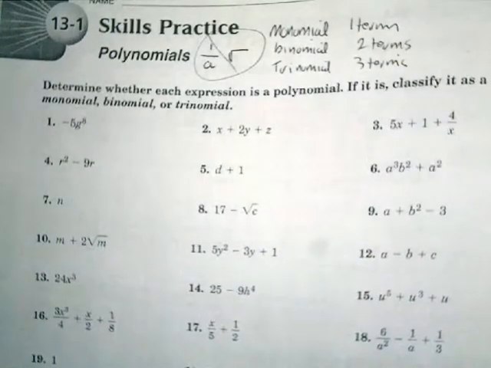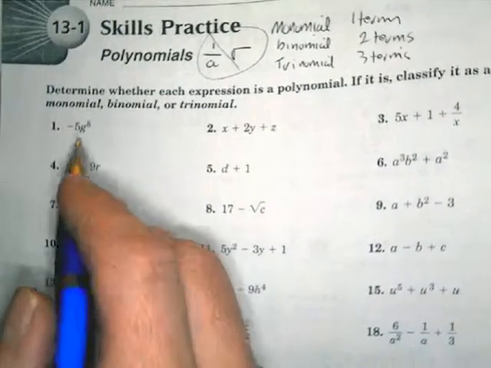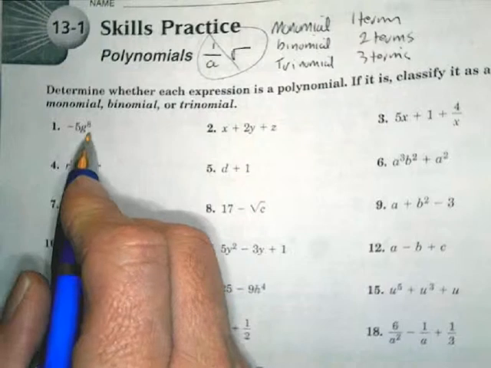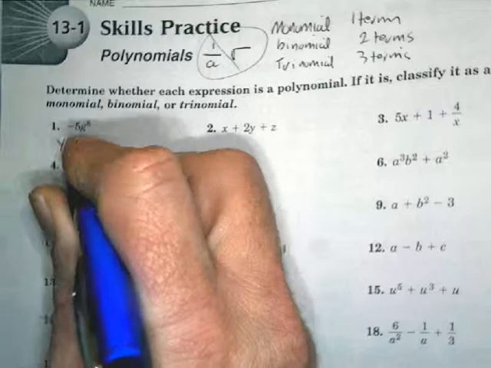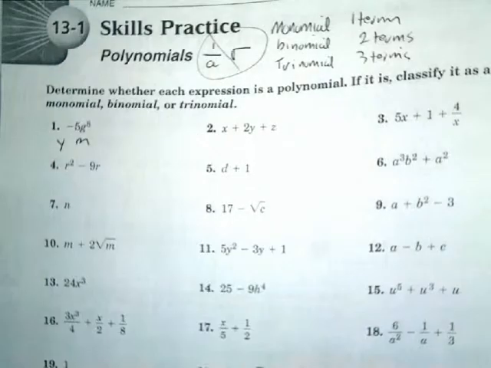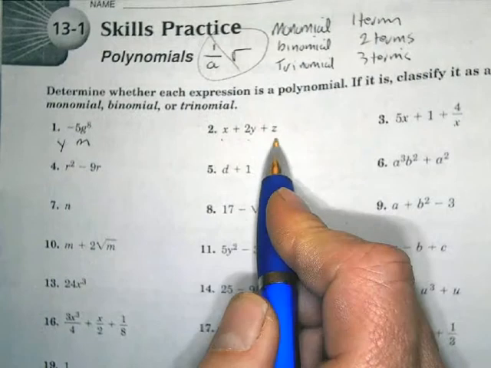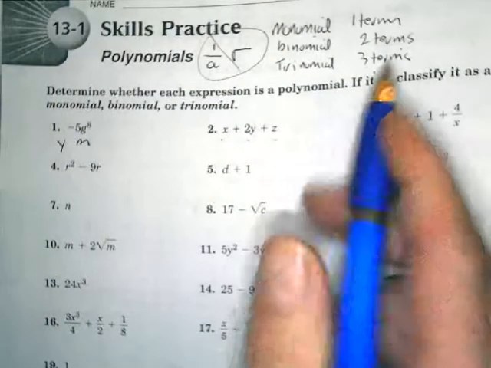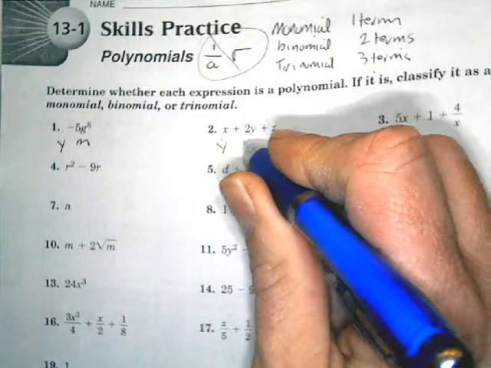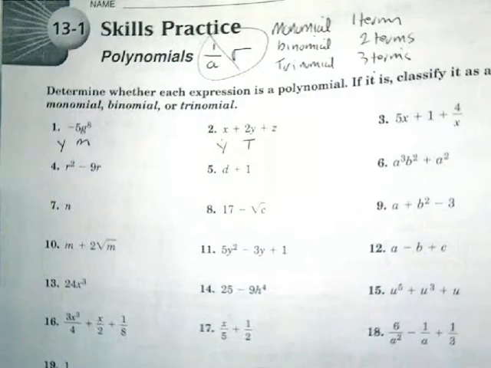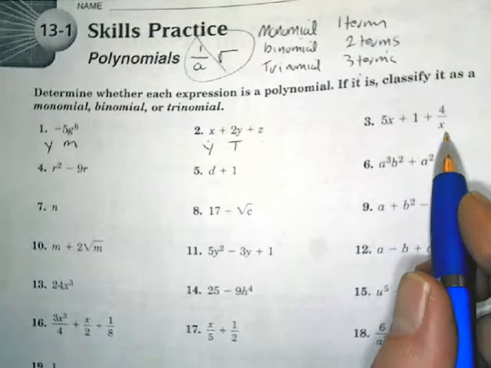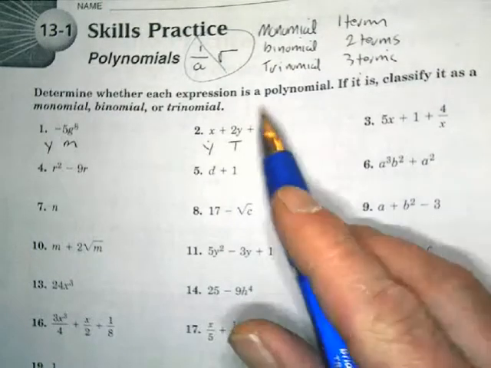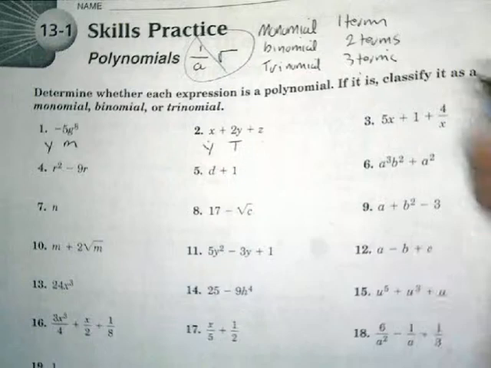If we look at number 1, we have one thing lumped together. Since it's one term, it would be a polynomial, and it would be a monomial. Number 2, we have 3 different things, 3 different terms, so it's a polynomial, and it is a trinomial. If we look at number 3, we notice right away we have a variable on the bottom. Therefore, that disqualifies it. This is not a polynomial.